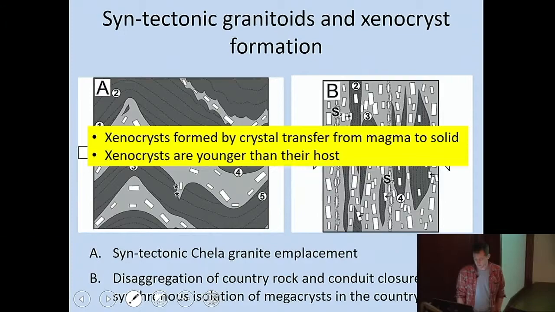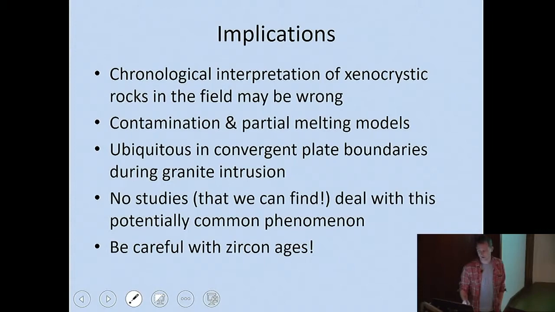There are wider implications of this model, to sum up, and that is that the chronological interpretation of rocks which contain xenocrysts in the field may be wrong, because some of those crystals may be younger than the rocks within which they're hosted. In addition, this has implications for contamination and partial melt modeling. When you take lower crustal contaminants, some of these rocks may have inherited crystals, and therefore you don't have a true bulk rock composition of the rock that was melted subsequently to produce magmas higher up in the crust.